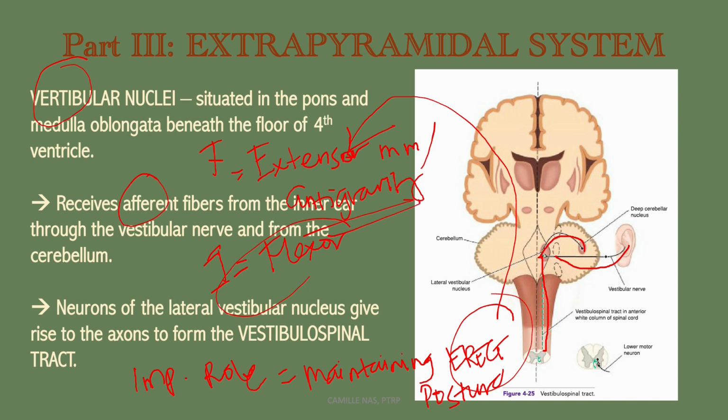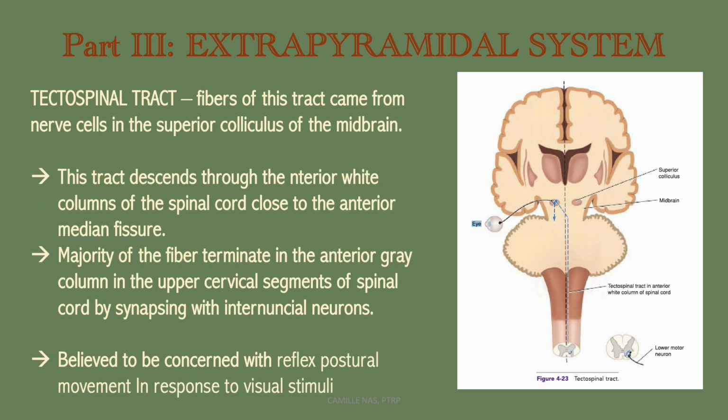For example, ng extensor muscle natin is your erector spinae. Diba your erector spinae is a trunk extensor. So, if your vestibulospinal tract will facilitate the trunk extensor, you will have an erect posture. Diba? It makes sense. So, that is your vestibulospinal tract. Okay? So, meron na tayong rubrospinal tract and vestibulospinal tract. Now, let's move on with the tectospinal tract.